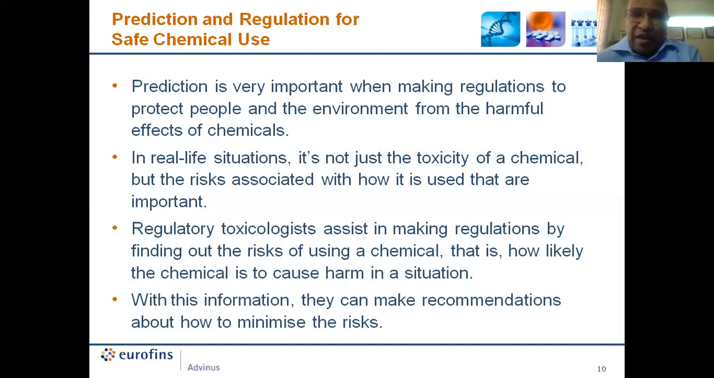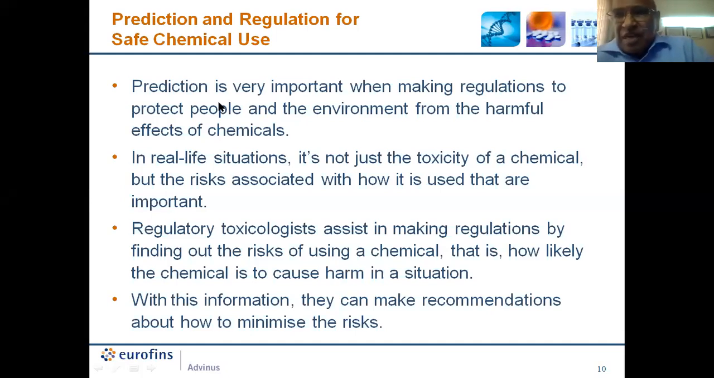So now coming to the last part of the slide, the regulatory toxicologist. Half of my life I was a laboratory toxicologist. Now I'm a regulatory toxicologist. What does a regulatory toxicologist do? Assists in making regulations. I don't make regulations because I'm not a government employee, but I help the regulators to interpret the data, make appropriate regulations, give my suggestions and comments to them, to find out the risk of a chemical, that is how likely the chemical is to cause harm in a situation. And finally, with this information, the regulators can make recommendations on how to minimize the risk.